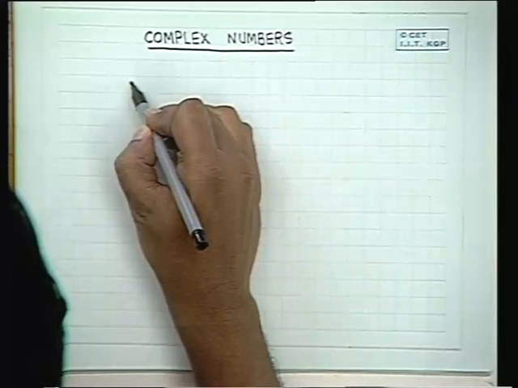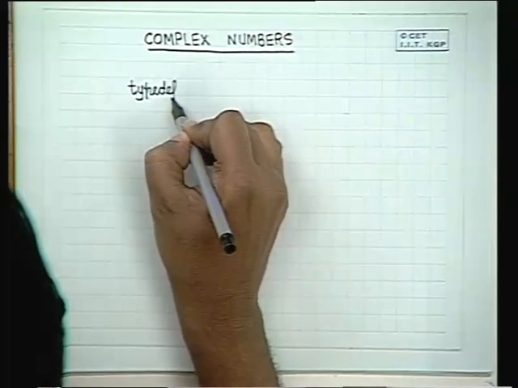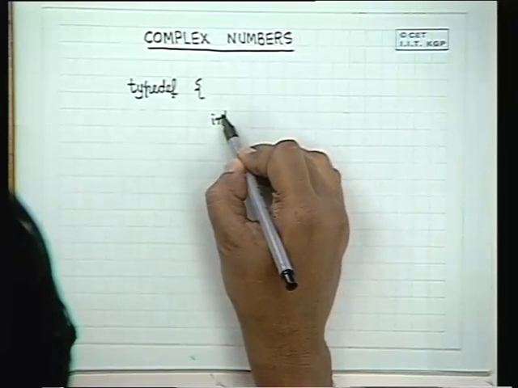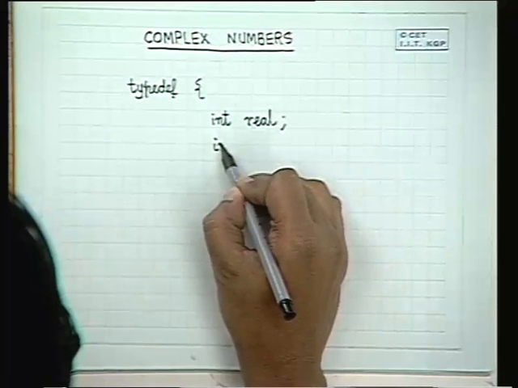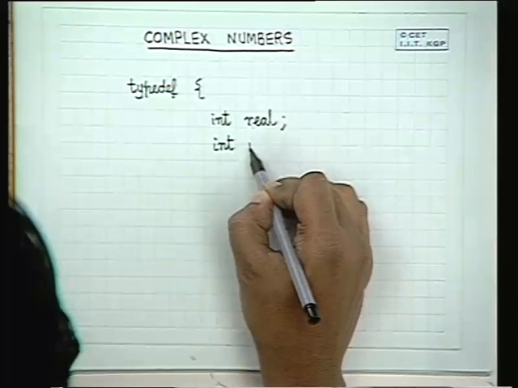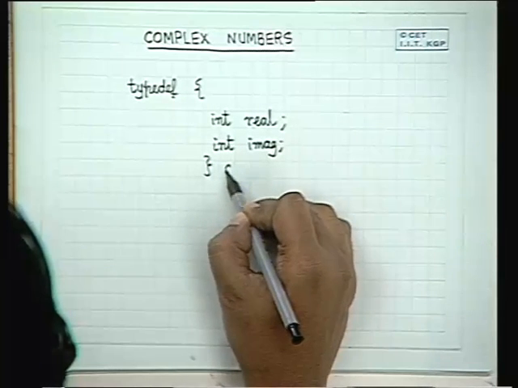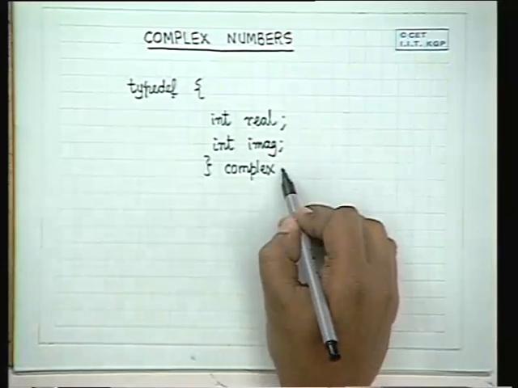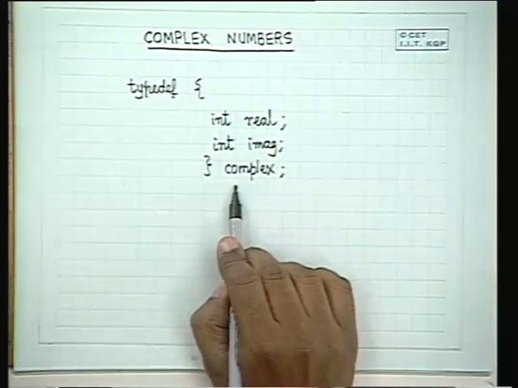So our structural definition of a complex number which contains a real and an imaginary part, we will put in a typedef: int real and int imaginary, and call this type complex. So this is the type declaration. We have defined a complex type.